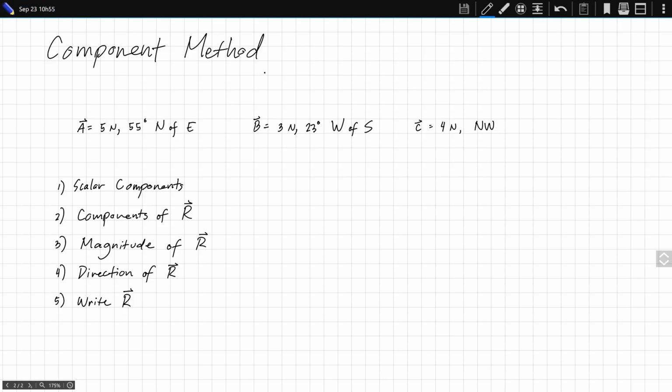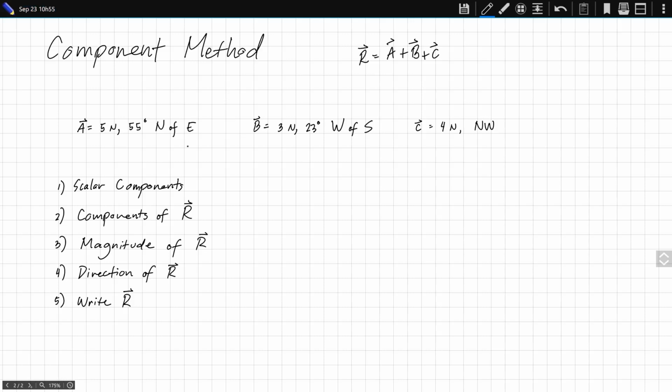Okay, this time let us try using an analytical method to solve for the sum of these three vectors a, b, and c. We are trying to solve for the resultant r, which is equal to a plus b plus c. Okay, so we will now use the component method. This method is quite lengthy. Medyo mahaba yung process na gagawin natin.